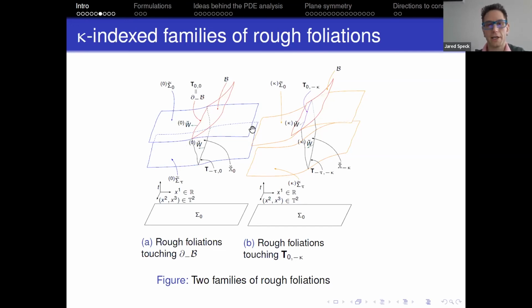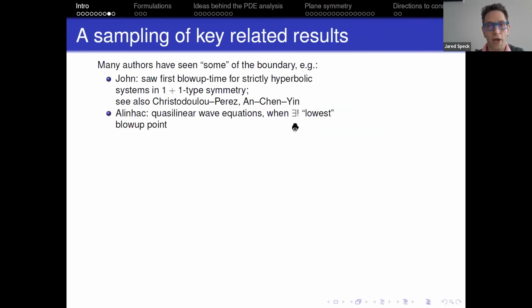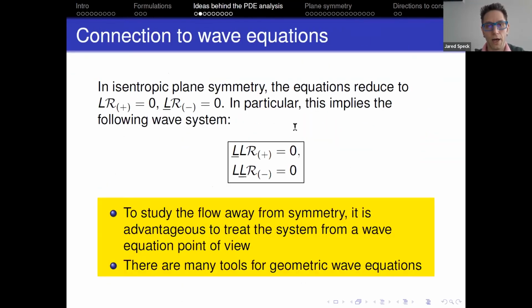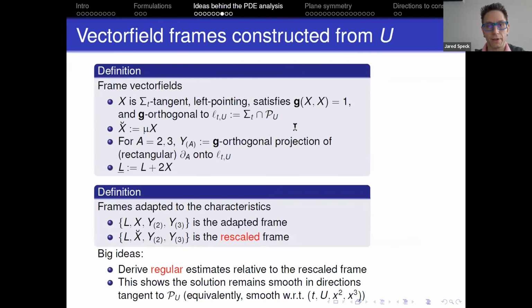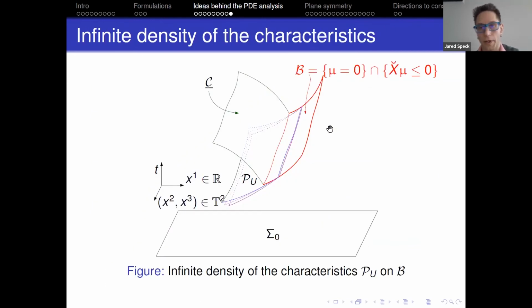So maybe I can jump way ahead to the picture that sort of shows you what's going on. The portion of the singular boundary that you can hope to access is the intersection of the level set mu equals 0, where the null lapse vanishes, with a set where some transversal derivative called x in this formula, the x derivative of mu, is strictly negative.